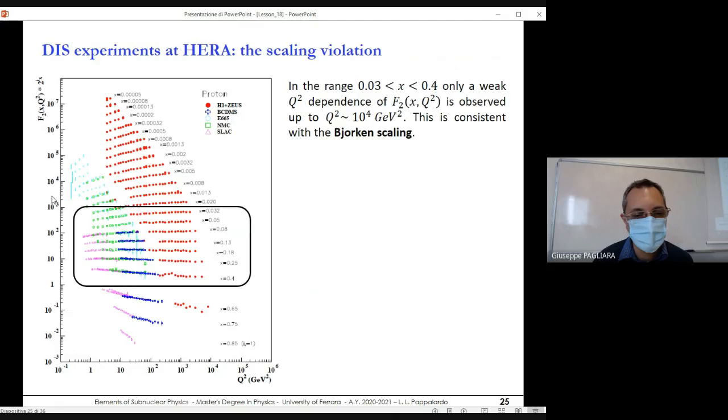So let's first of all concentrate on the central part of this picture. In the central part of this picture, the results, as you can see, are pretty much flat as a function of Q square. And this is indeed what one would expect based on the Bjorken scaling that I was mentioning before. So the expectation at the beginning was that the structure functions do not depend on Q square, or only mildly. So this is indeed true, but only in this central part of the plot, right?